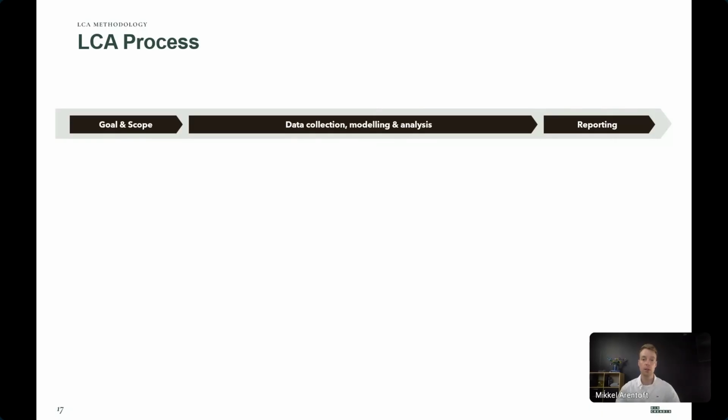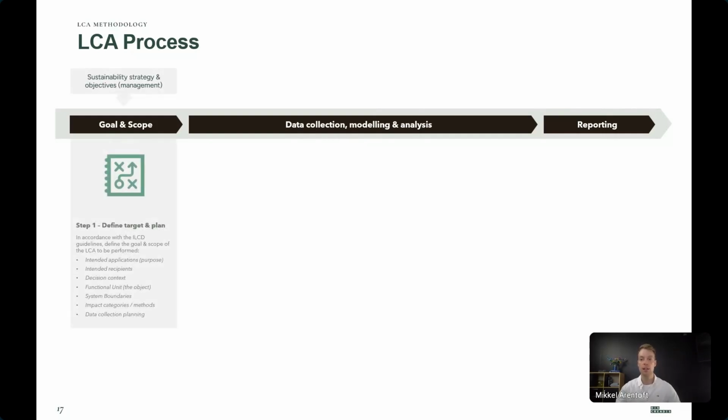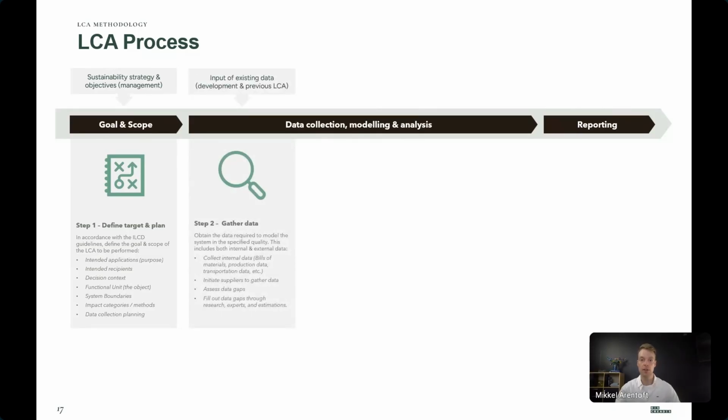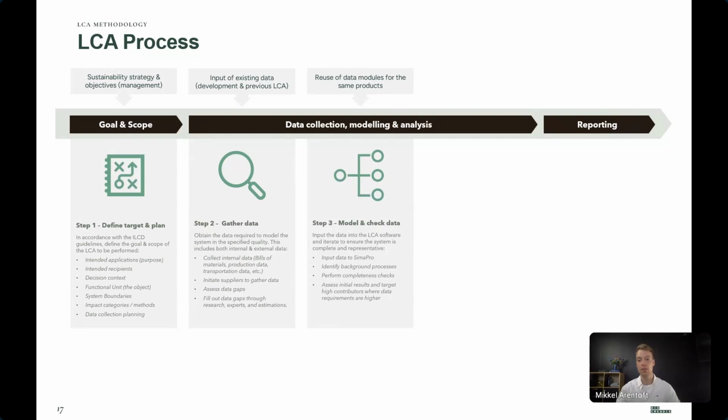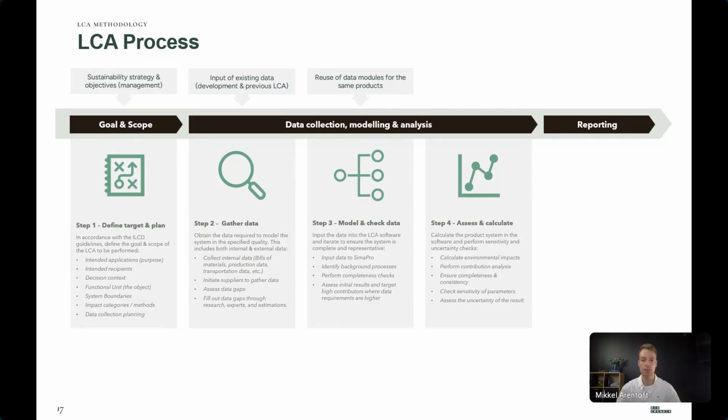In practice, the lifecycle assessment process will often look like this. You have the goal and scope of the study, and that's defined based on the objective of the study. This phase defines the target and also the plan for the LCA and includes the sections outlined from the standards. Then the data gathering begins with input of existing data, for example, from previous LCA studies, and specific data from maybe your product development. The suppliers in your supply chain are engaged, and also any data gaps are outlined and then also filled out. The data is then input into the lifecycle assessment software to model the product system, and then the product system is calculated into the environmental impacts.